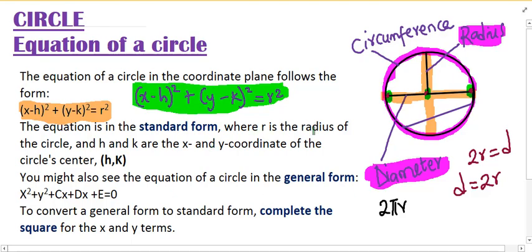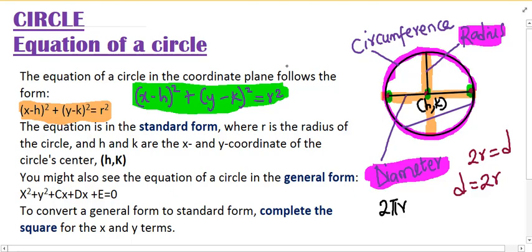where r is the radius of the circle and h and k are the x and y coordinates of the circle's center. Okay, so in the diagram I have here, the center, which is here, becomes h comma k, and that is the center of the circle. So we've defined h and k as the x and y coordinates of the center of the circle.